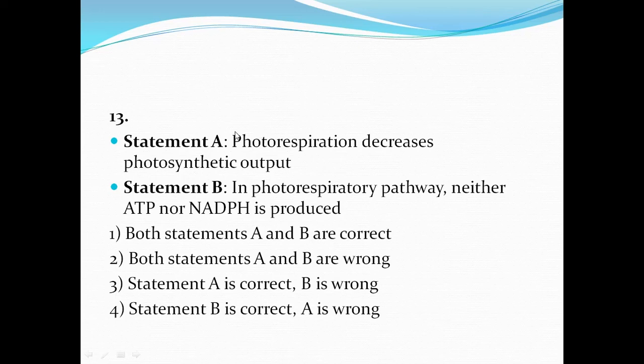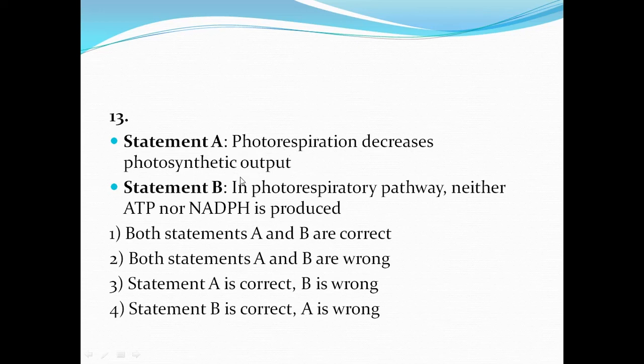Now consider the following statements. Statement A, photorespiration decreases the photosynthetic output. Yes, so this statement is correct. In C3 plants there is photorespiration in which Rubisco enzyme binds with oxygen also. Along with carbon dioxide, it may bind with oxygen also to form phosphoglycolate. Because of which the amount of Rubisco that is binding to carbon dioxide decreases. As a result, photosynthetic output also decreases. So here, photorespiration decreases the photosynthetic output.